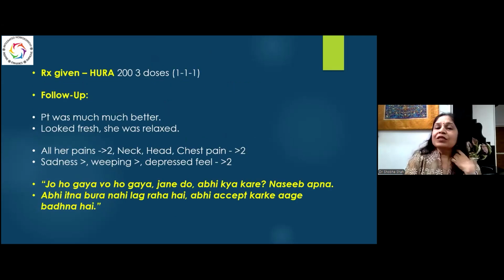So on the basis of this, I prescribed her Hura 200, 3 doses. I had given her 1 dose stat, the next 2 doses next day morning and third dose next day night. And she came next week and she was much, much better. The immediate next week, she was looking fresh, she was relaxed. All her pains were much better.